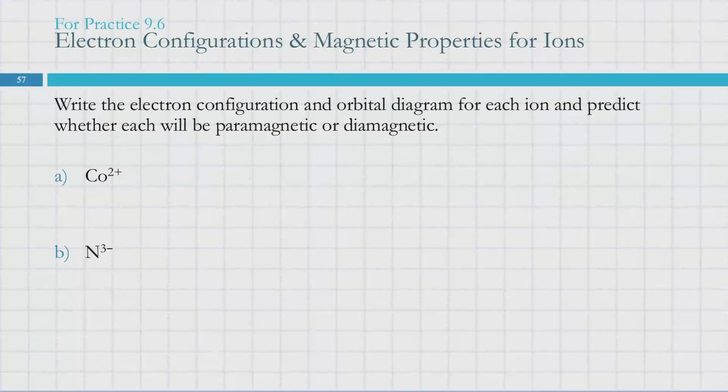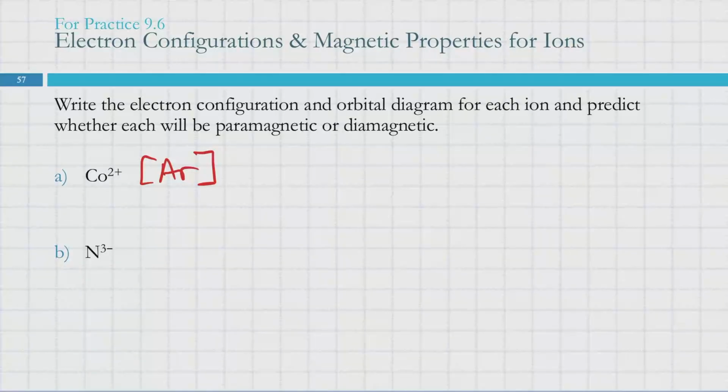All right, electron configurations. Let's do electron configurations and orbital diagrams for each of these ions and predict whether they'll be paramagnetic or diamagnetic. So the first one up, we've got cobalt 2+. Cobalt, its previous noble gas, is argon. We're going to do it for just cobalt, and then we'll modify it to be 2+.